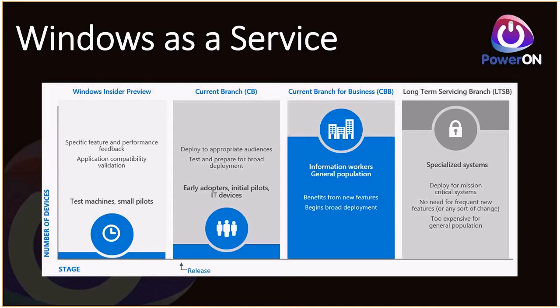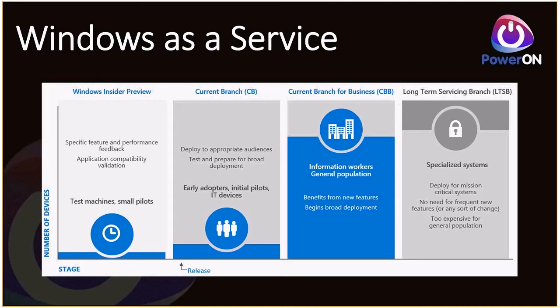Next, after 4 months, a proper release actually comes out and is considered as current branch for business, which is considered good for broad deployment. So it should be deployed to 80 to 90% of the devices.